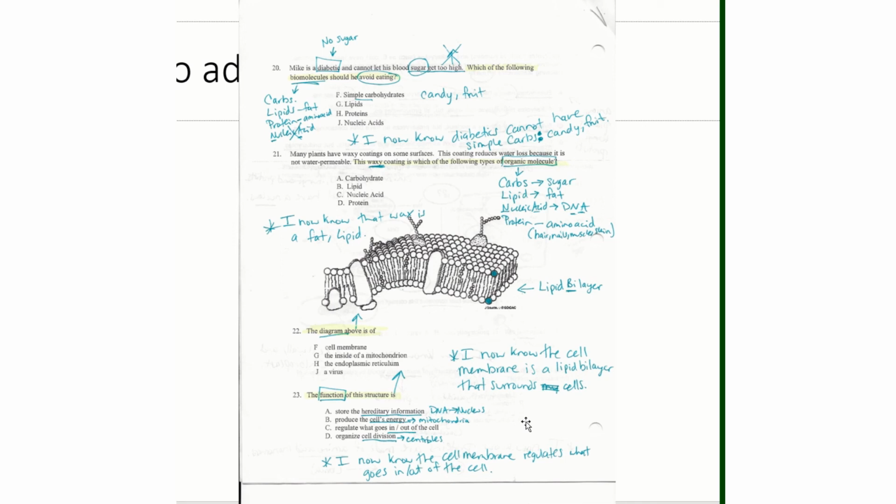Can everything go in? No, you'd get sick. That means semi-permeable. The function of this structure, so function, función, what it does, of this right here. Store hereditary information. Guys, that's the nucleus. That's DNA, the brain. Produce the cell's energy. That's the mighty mitochondria, the powerhouse, remember? And it makes ATP energy. Regulate what goes in and out of the cell. Yep, that's what we said. In and out of the cell, like a bouncer in a club. Organized cell division, those are the centrioles, the churros. I now know that the cell membrane regulates what goes in and out of the cell.